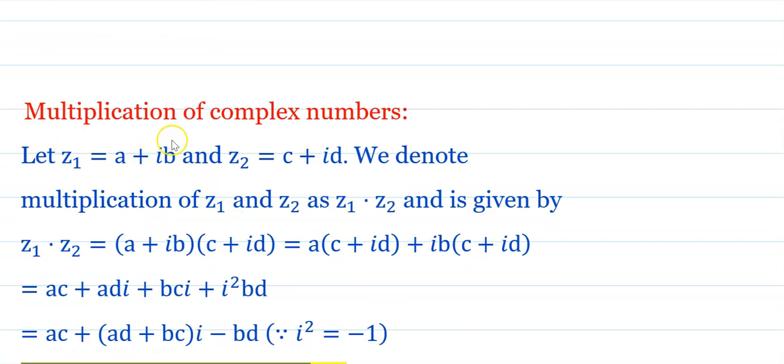Okay. Multiplication of complex number. Again, this is very important. Z1 is equal to A plus IB.